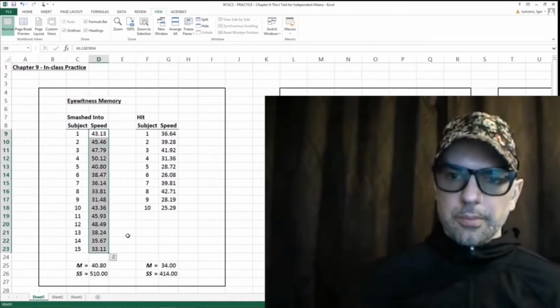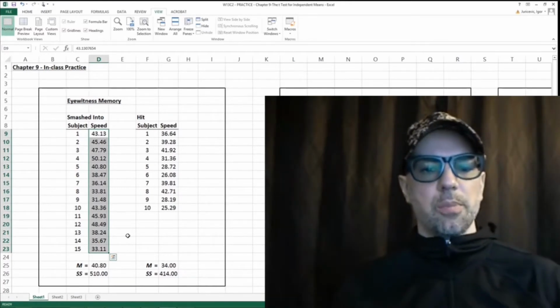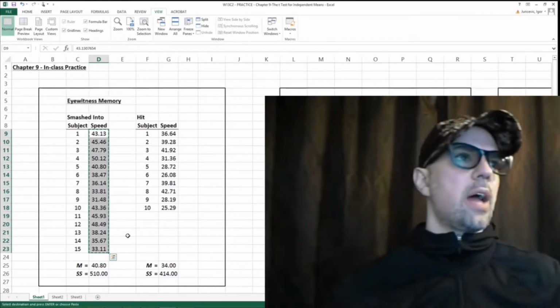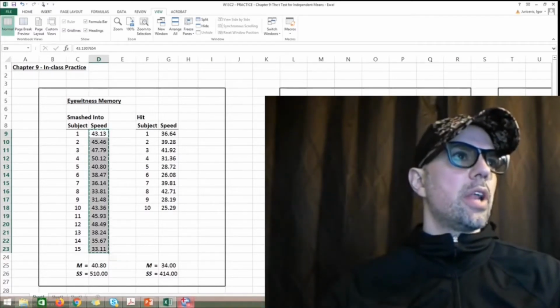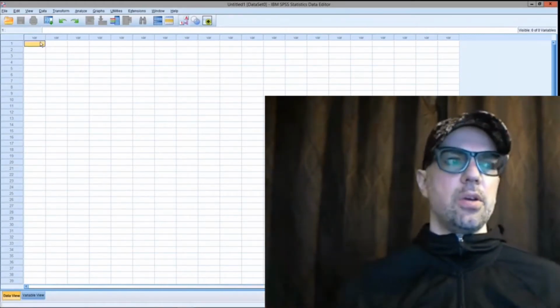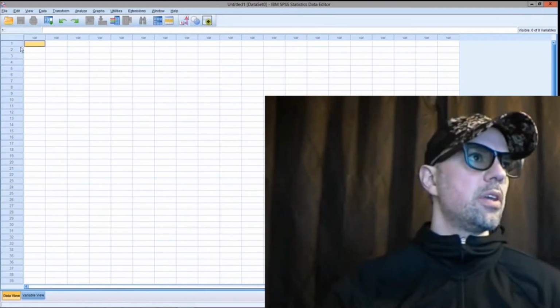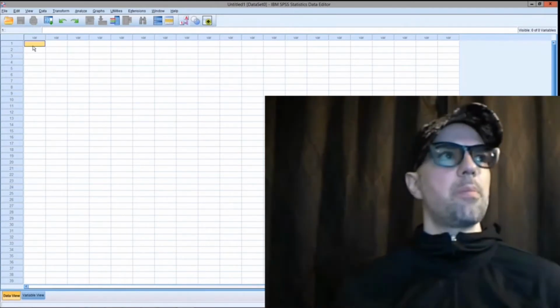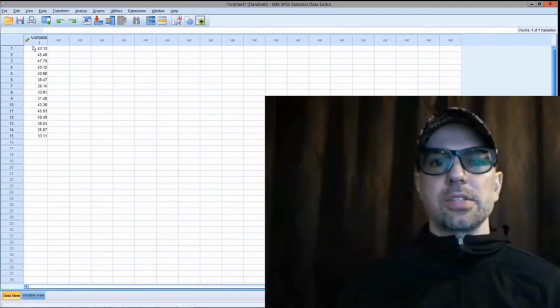All right, so the first thing we need to do is start putting data into SPSS. Let's start off with the smashed into group. We're going to highlight the scores in Excel, copy them, and then go to SPSS, in the data editor, in data view. If you remember these two little tabs down here, we want to make sure we're in data view. In data view, we're simply going to paste those scores in, and that is step number 1.